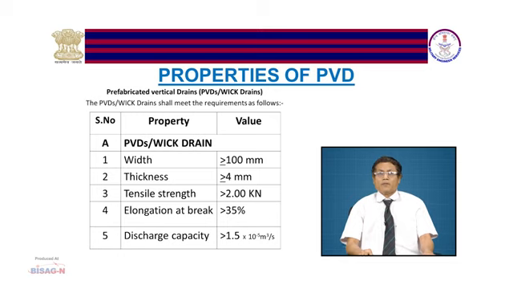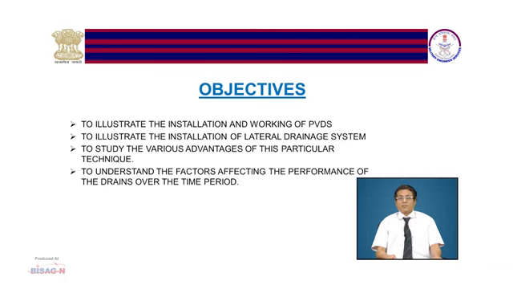The PVD, sometimes we may call it wick drains, shall meet the requirements as follows. The width of this PVD drain should be minimum 100 mm. The thickness of this PVD should be minimum 4 mm, and tensile strength should be greater than 2 kilonewton. Elongation at break should be more than 35%, and discharge capacity should be more than, it comes out nearly 1.3 cubic meter per day.